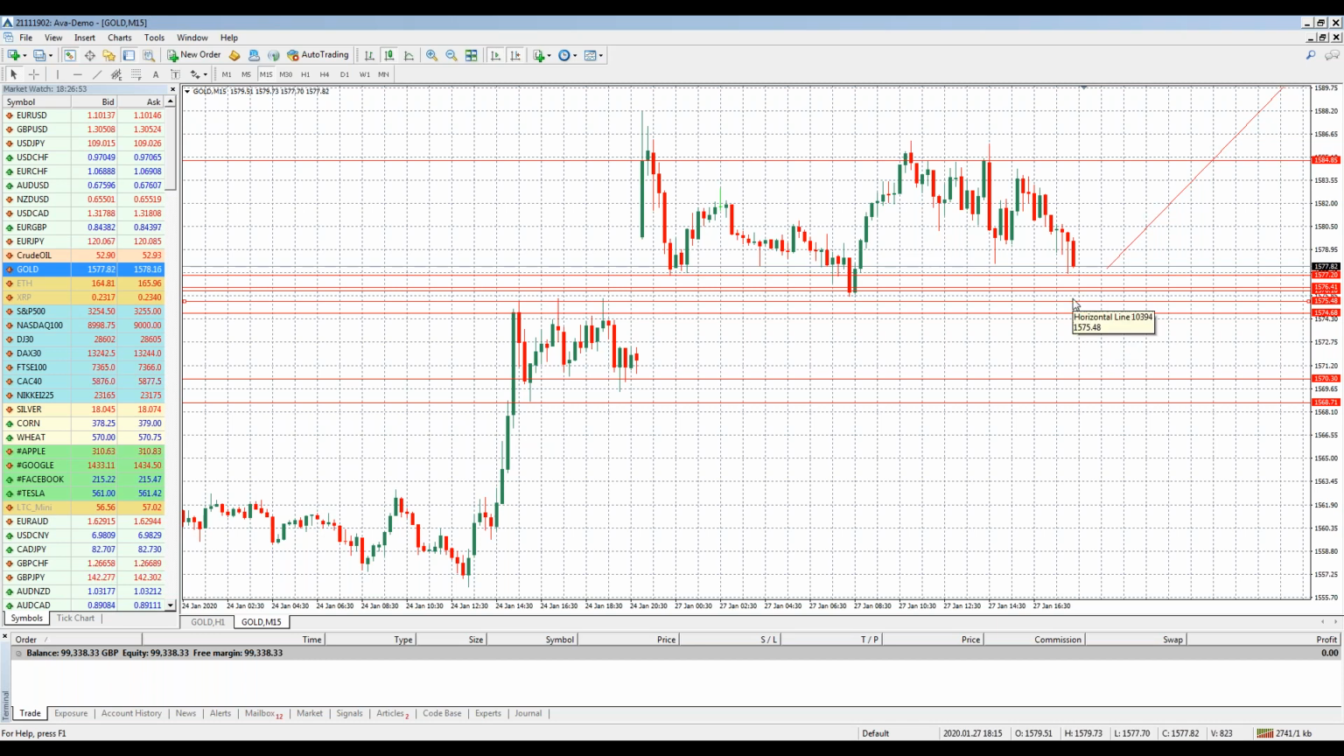We see, predictably, gold's pulling back down towards this support level. That's why we were saying maybe it's not the best situation to buy yet if you're thinking to buy.